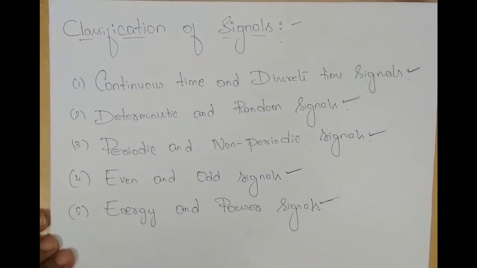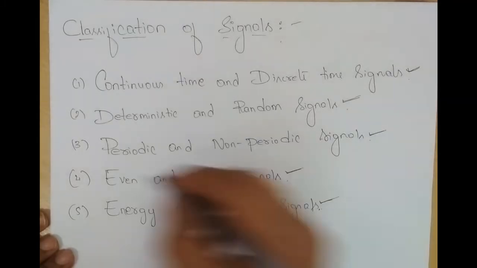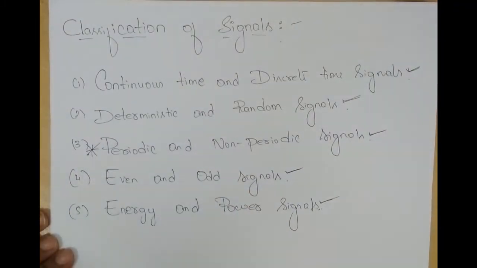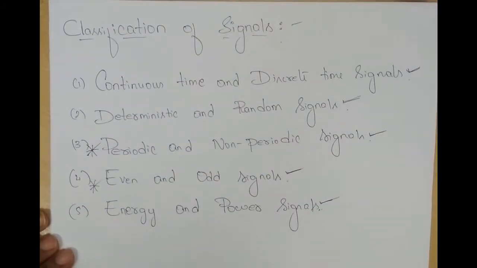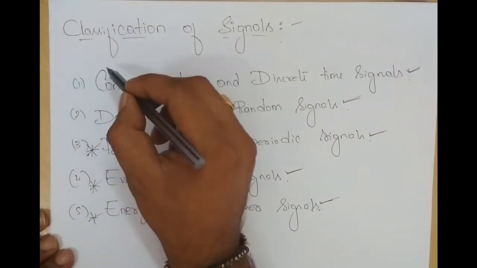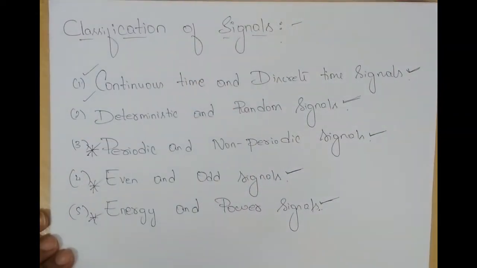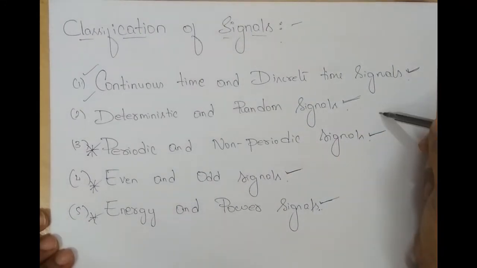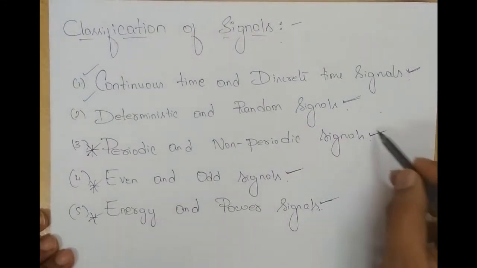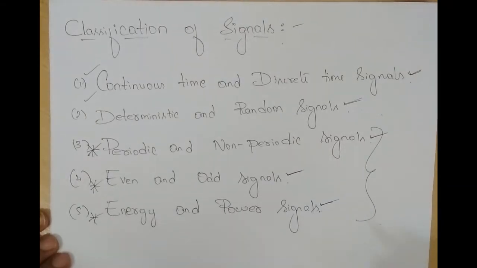In this course, we will be dealing in detail with periodic and non-periodic signals, even and odd signals, and energy and power signals. Whereas these two, continuous time and discrete time, and deterministic and random signals, we are just defining. Whereas these three classifications, we are going to study in detail.